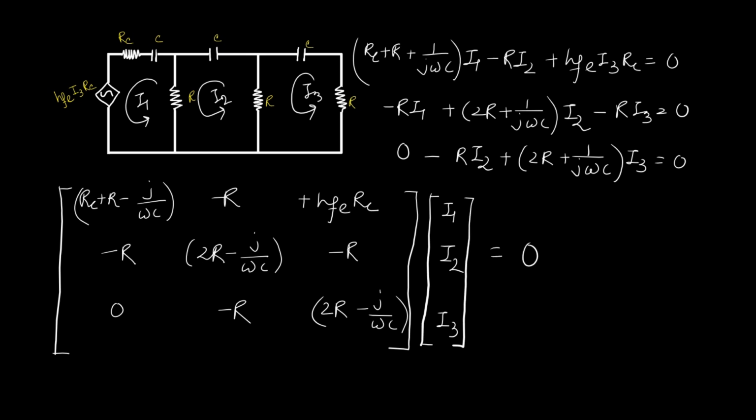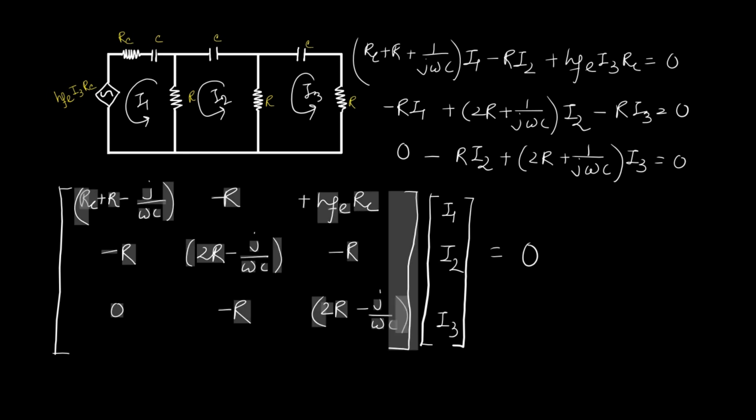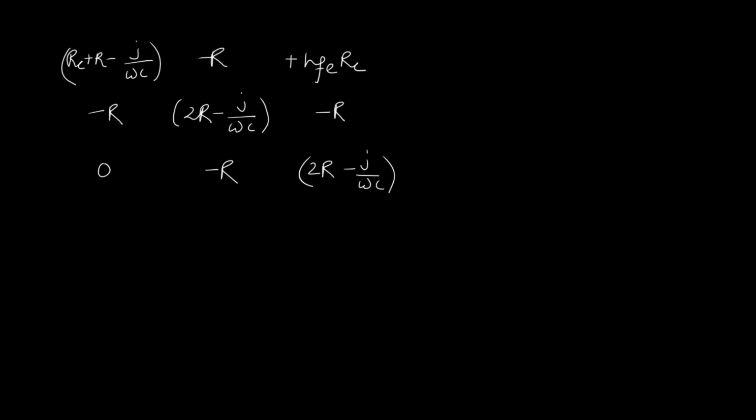As the matrix multiplication value is 0, thus the determinant of this matrix will also be 0. So copy this. So the determinant of this matrix will be 0. Now solve the determinant.